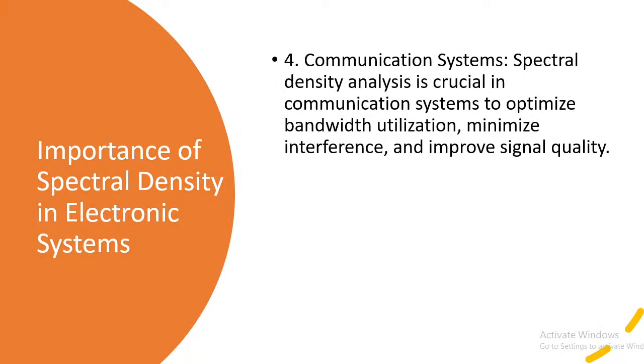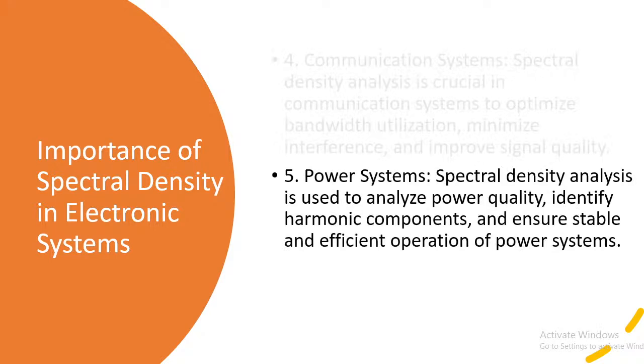Fourth is communication systems, all types of communication systems, digital or analog. This is crucial to optimize the bandwidth utilization of the system, to minimize interference, and to improve the signal quality. So these are the three things for which it is important. What are these three things? Optimized utilization of bandwidth, minimizing the interference, and improving signal quality. Next.